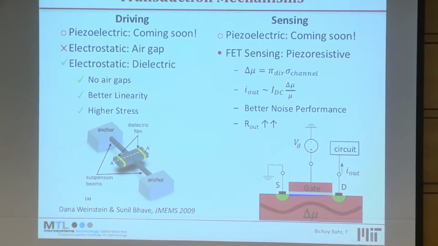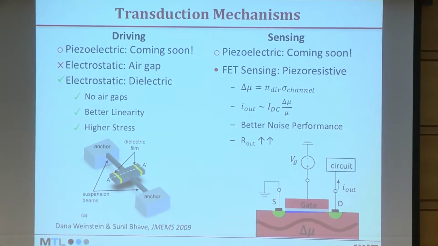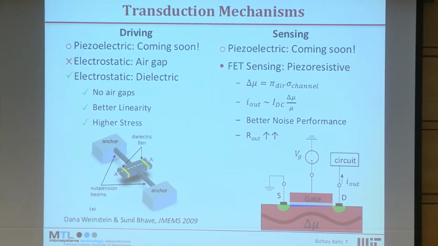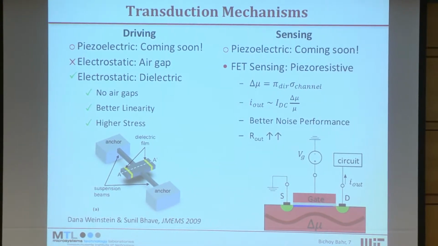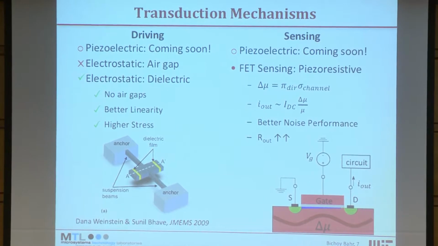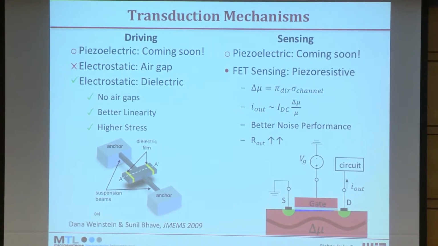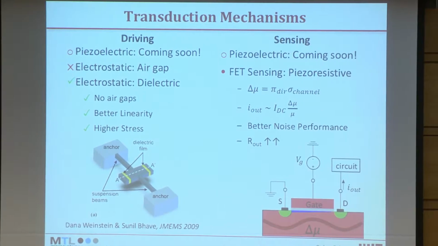So the easier problem first, about exciting the waves and detecting them. For exciting the waves, we will use electrostatic transduction, but not the traditional one with air gaps, because we don't want any air gaps. So instead, we will use electrostatic transduction with a dielectric. And this basically works like a parallel plate capacitor. You have a dielectric in the middle. And when you apply voltage across the capacitor, you get positive and negative charge, and they start attracting each other. If you modulate the voltage, the plate will start vibrating.